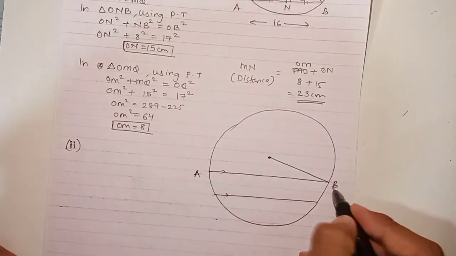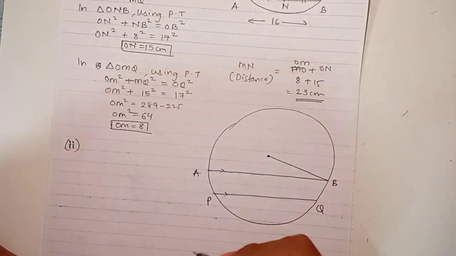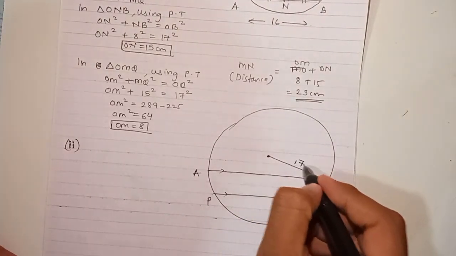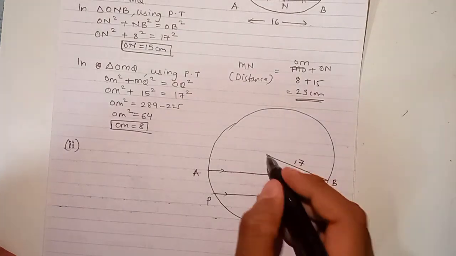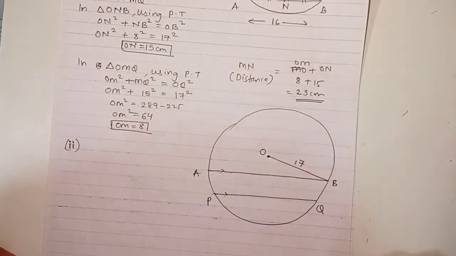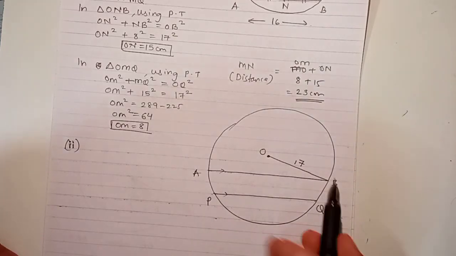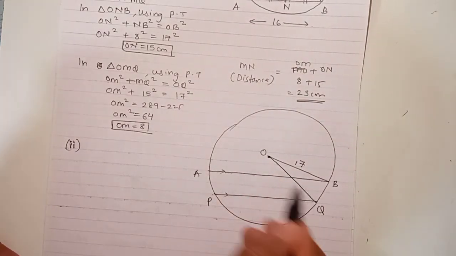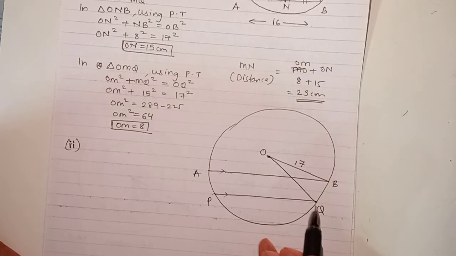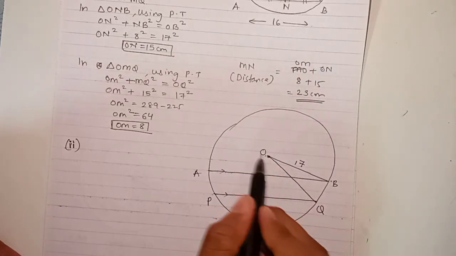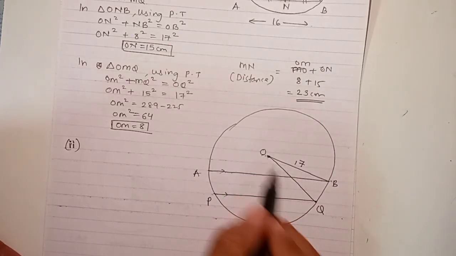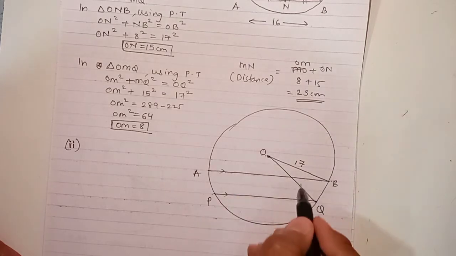Let's say this is chord AB, chord PQ. Radius is 17 centimeter. OB is the radius. And if I join OQ, ये नीचे का chord है. If I join OQ, it is also the radius. Radius means what? Center से लेके circumference तक का distance. This is also radius OQ. So this will also be 17.